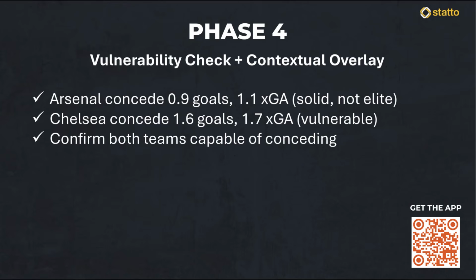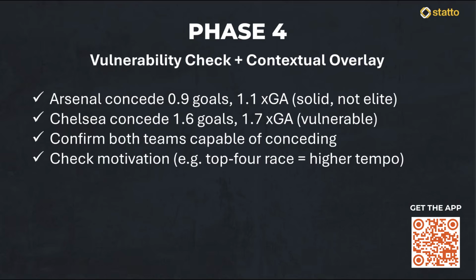Then we ask, is Chelsea likely to score at least one? With their projection of 1.22 and Arsenal's tendency to allow over 1.0 worth of chances at home, the answer is yes. We have confirmed that both doors are likely to be left slightly ajar, which is exactly what we need for this trade. That brings us to phase 5, which is the contextual overlay.